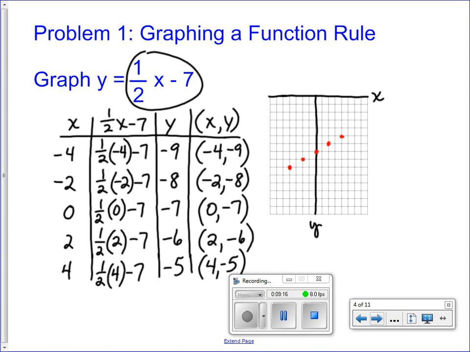All right, and once again, we're just dealing with an equation here, so we will join all the points with a line and put our arrows at both ends to show that we could choose other values for x, and they would also be on this line.